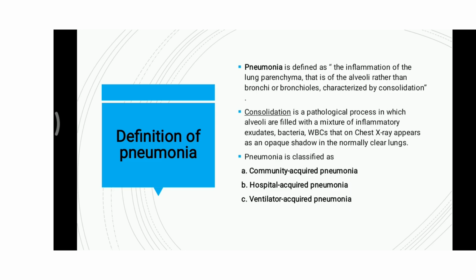Pneumonia is basically classified into three types. That is community acquired pneumonia, the pneumonia which is acquired from the community. The next one is hospital acquired pneumonia, the pneumonia which is acquired from a hospital stay. And the third one is ventilator acquired pneumonia.